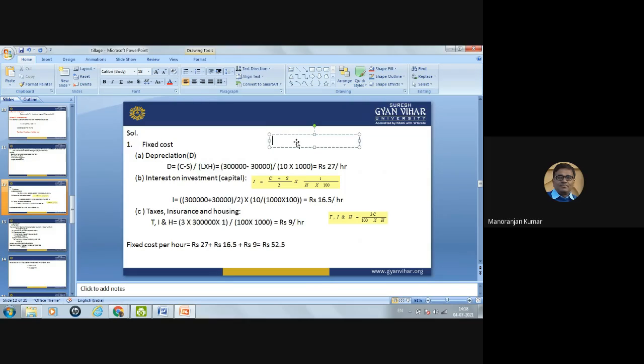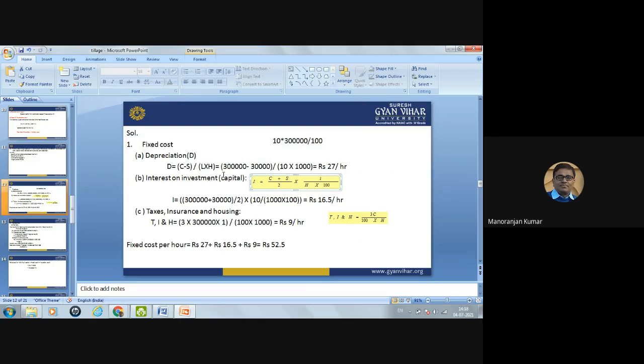So S is 10% of the initial investment, means 10 into 3 lakh divided by 100, because it is a percentage. So how much? These two zeros cancel with each other. So this is 30,000. Okay, 30,000 is the salvage value. So here the salvage value is 30,000.